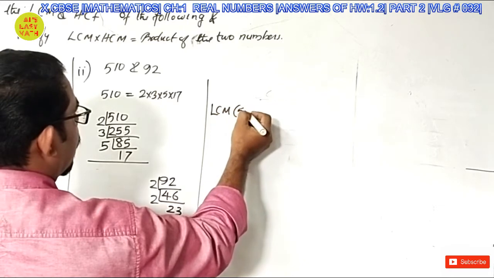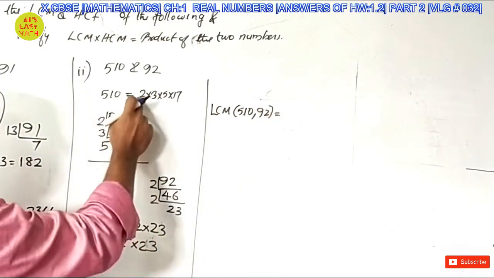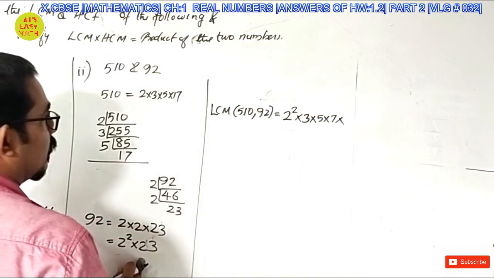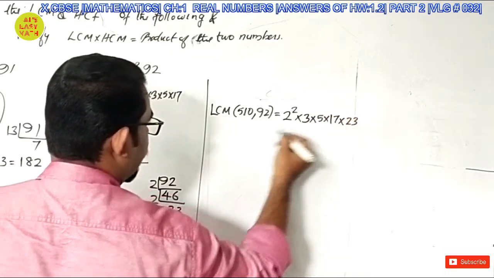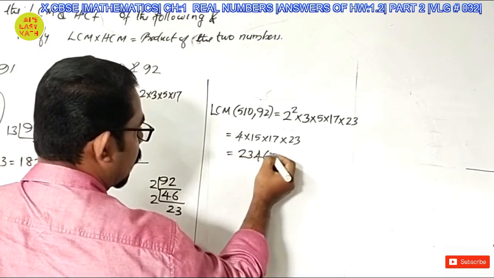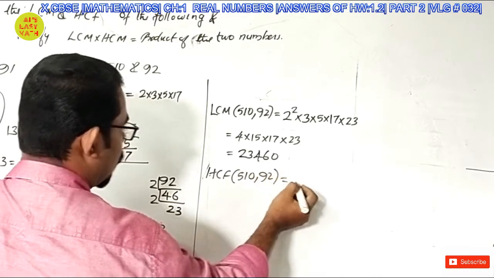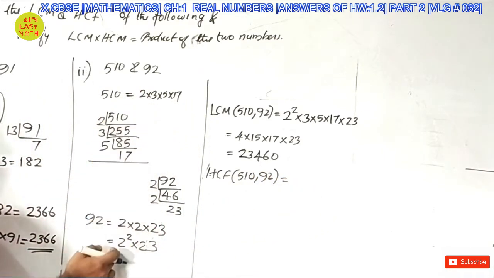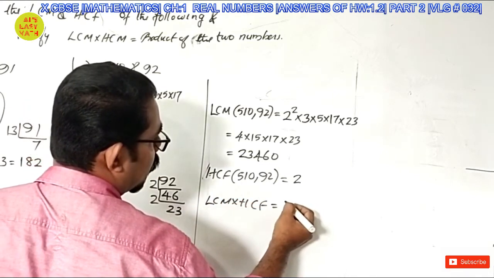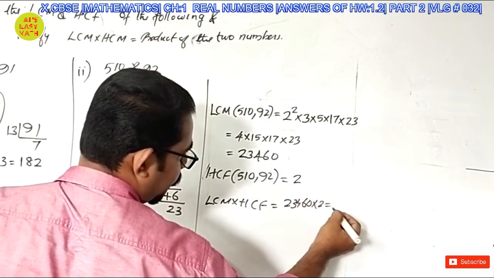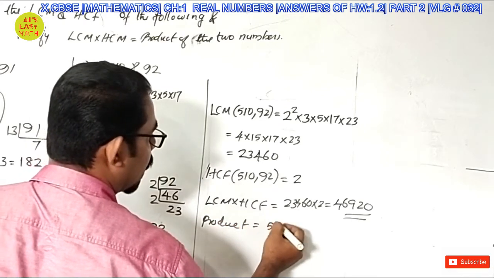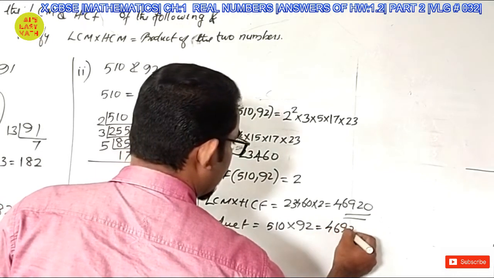Therefore, LCM of 510 and 92 is equal to the product of the highest powers. For 2, the highest power is 2 square, then 3 itself, 5, 17, and 23. So 4 into 15 into 17 into 23, it will be 23460. HCF of 510 and 92: here we have a common factor 2, and the least power of 2 is 2 itself. So LCM into HCF equal to 23460 into 2, okay, 46920. Product of 510 into 92 will be 46920.